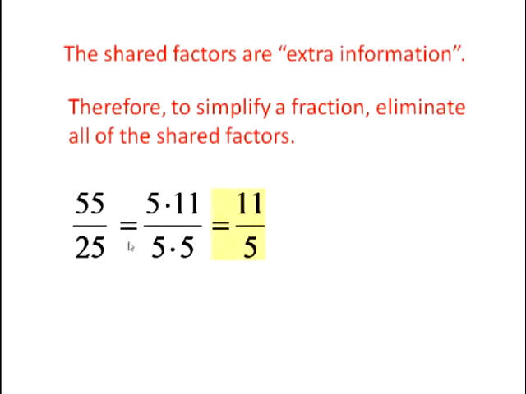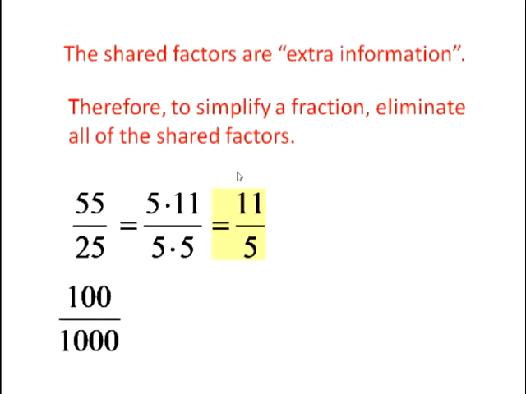and end up with just 11 over 5. Now 11, there are no factors other than 1 and 11. It's a prime number, which means the only factors are itself and 1. And then same with 5. So this is simplified completely. So 55 over 25 is the same thing as 11 over 5. They mean the exact same thing, but one is simplified down. Why use this when you can use this?